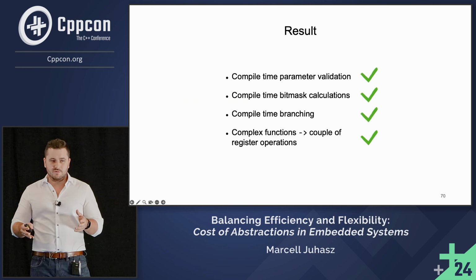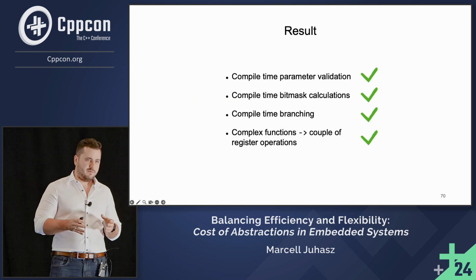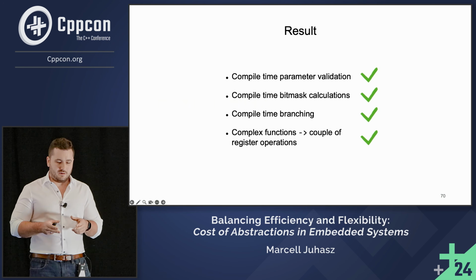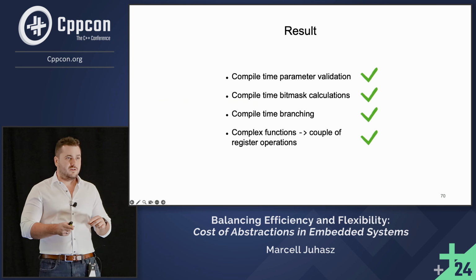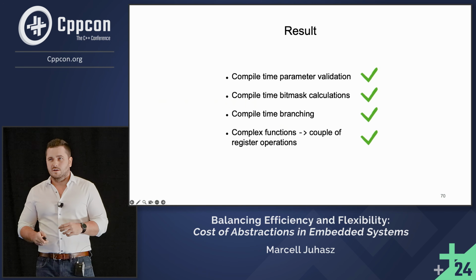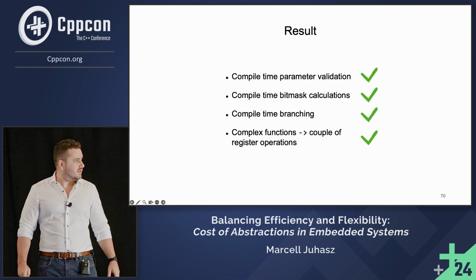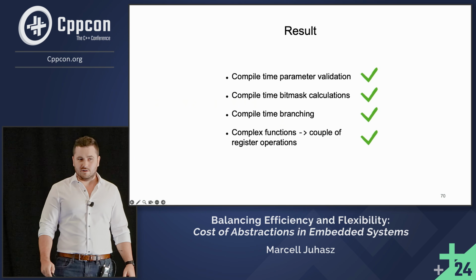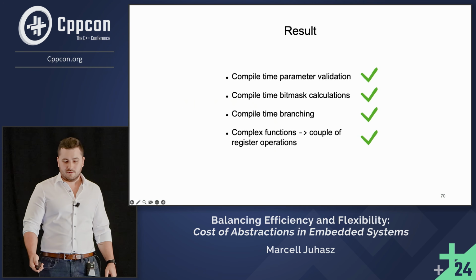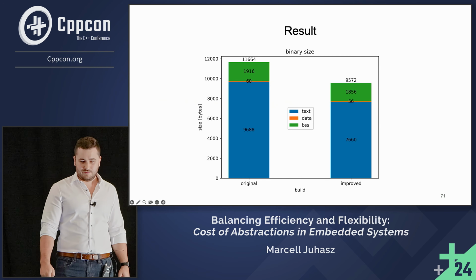And if we use all of these features in the code base, then the compiler will reduce these long and complex functions to only a couple of direct register operations, which will then use the pre-calculated bitmasks. So these functions will be much simpler than the original ones, and they will be more likely inlined. So we potentially also save the overhead of function calls.